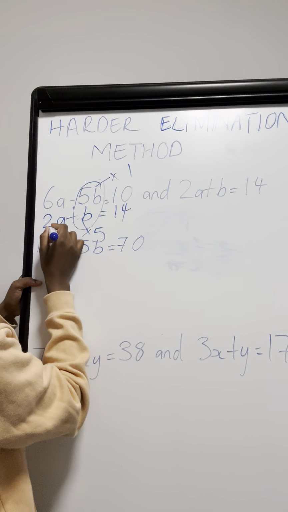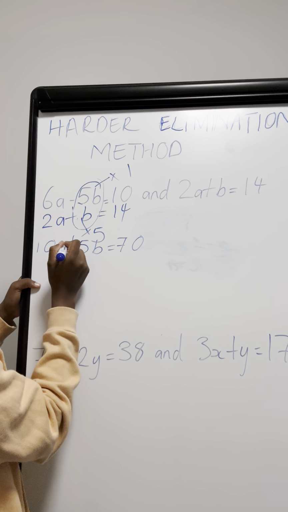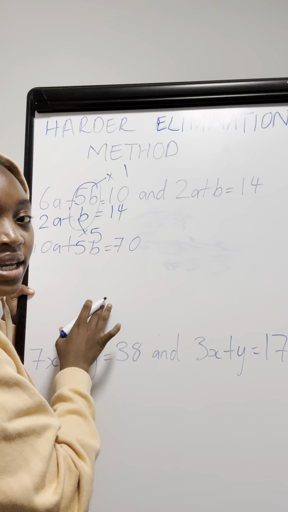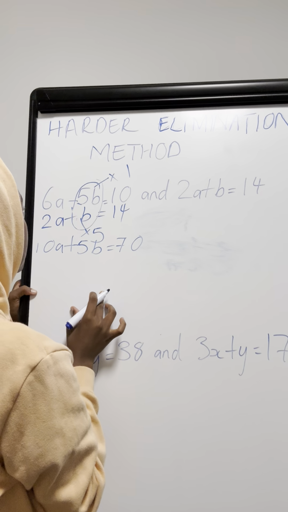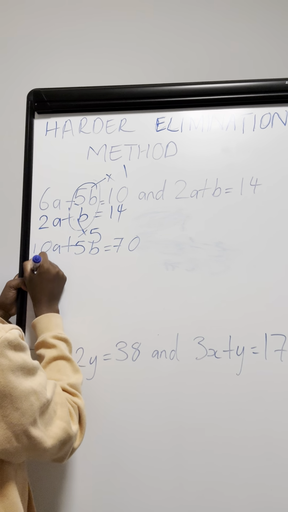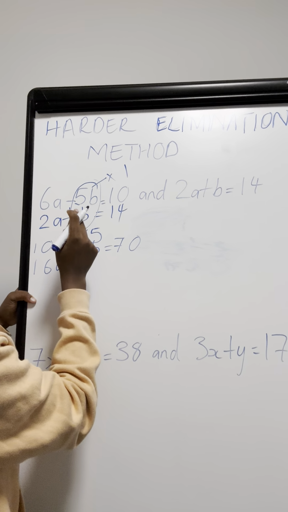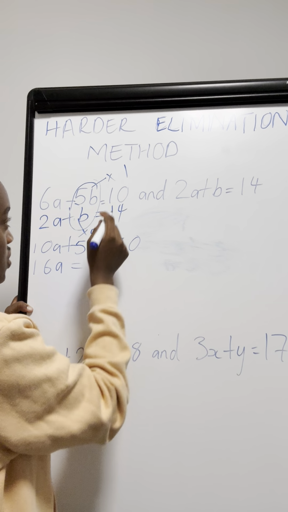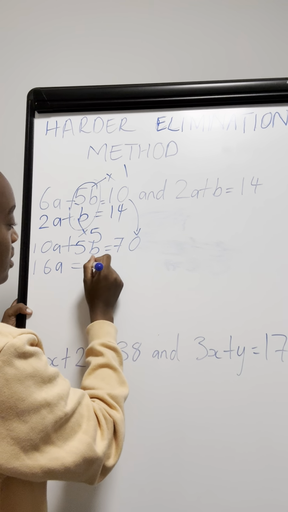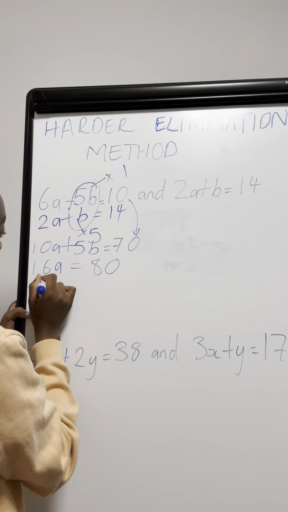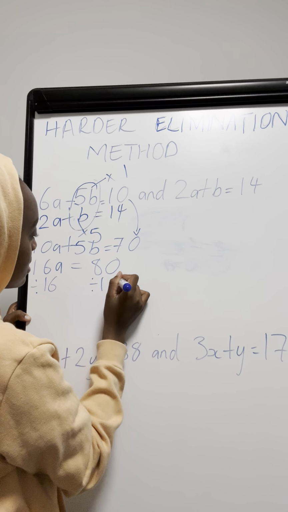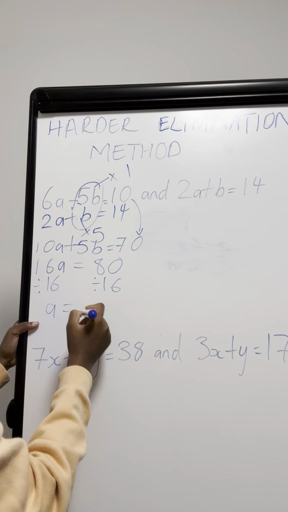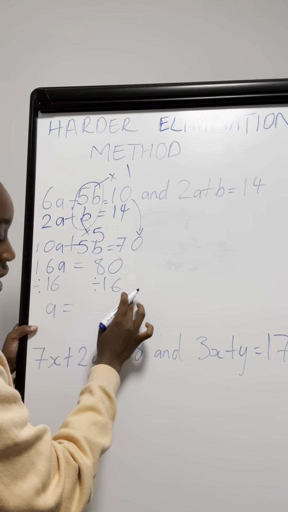Now, since we have a negative and a plus, if they are 2 different signs, that means we add. So this is now like our normal equations. So 6 plus 10, we have 16a, and then negative 5b plus 5b is 0, and then equals 10 plus this 70, we get 80. And then we divide by 16. So when we do this side, we do this side. This means a will be equal to 80 divided by 16, we get 5.